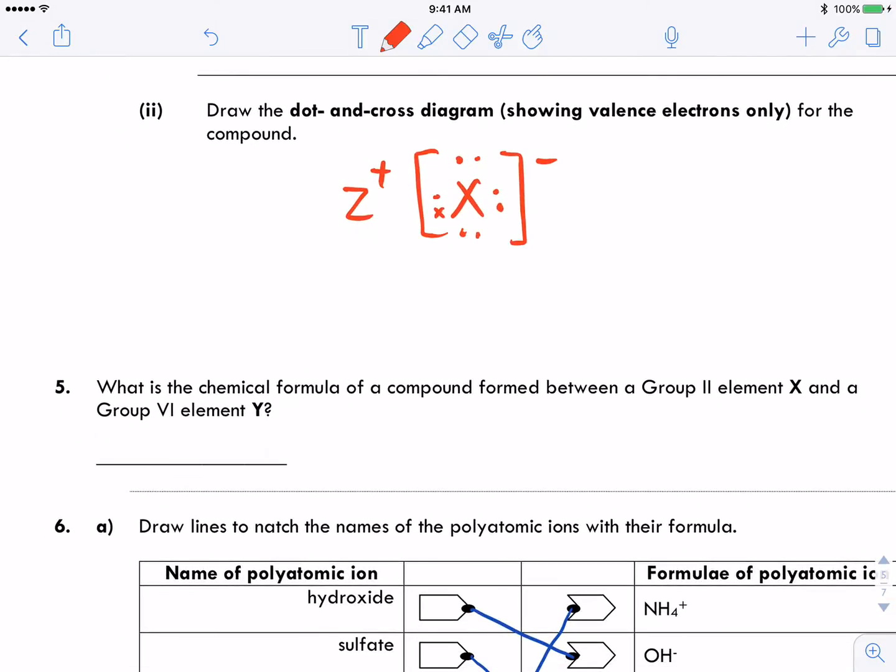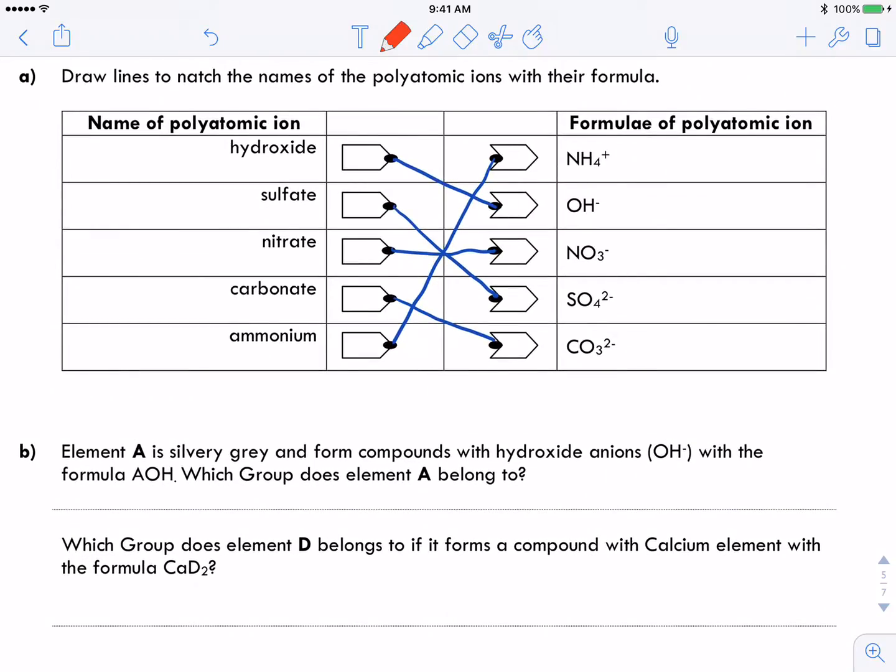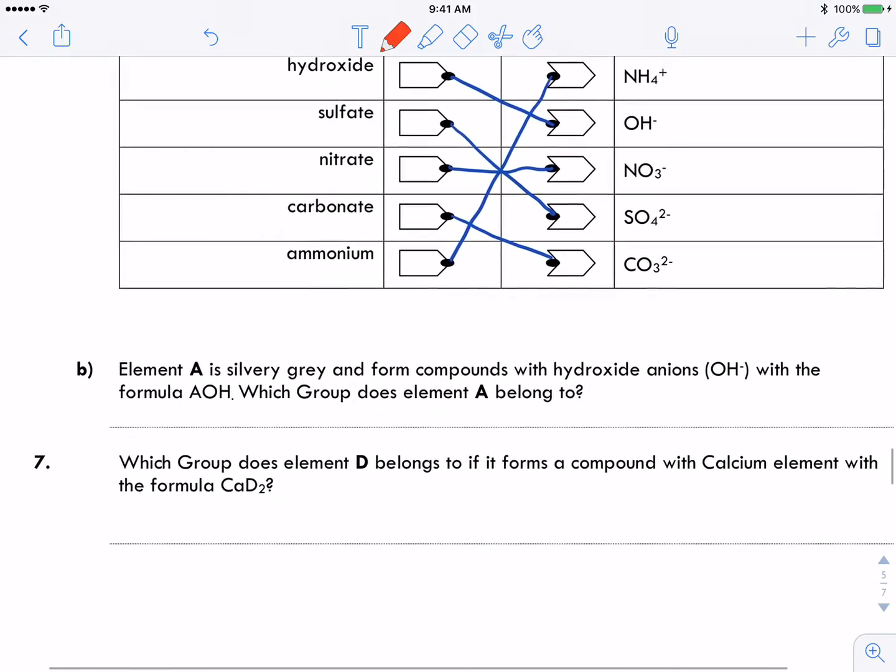What is the chemical formula for the compound formed between a group 2 and a group 6? Group 2, it must lose 2 electrons. Group 6, I must gain 2 electrons. Since the number of electron loss and gain is the same, I only need 1 of each. Note that X should come first because X is the metal. This is purely from your notes. I will not explain.